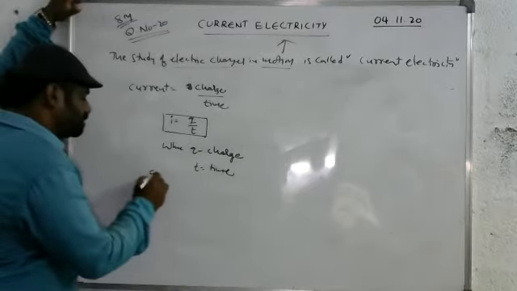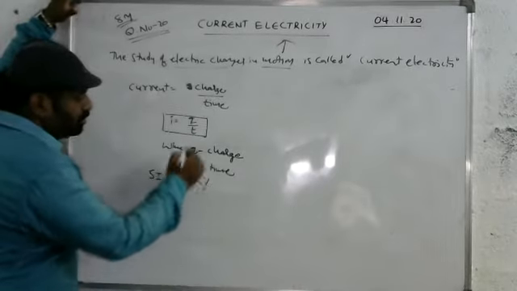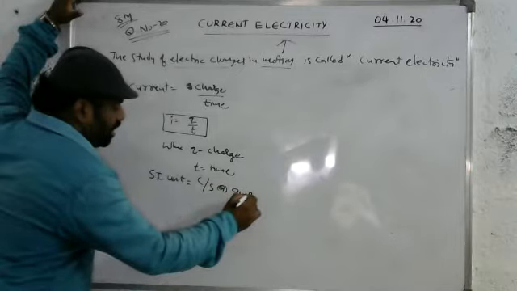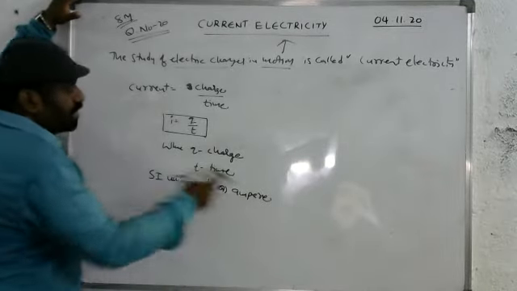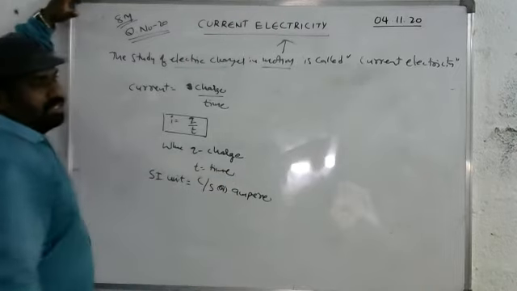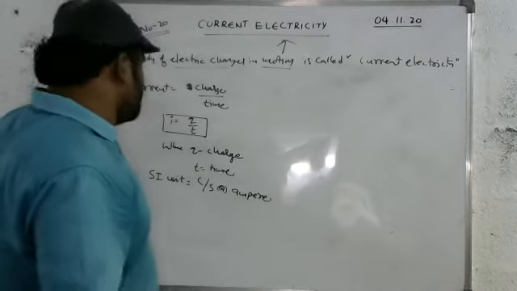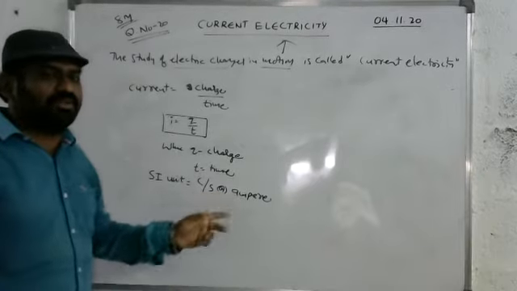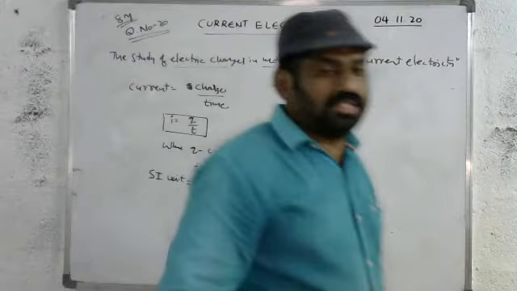So we can write the SI unit. The SI unit for the current is charge by time, coulomb per second. Coulomb per second is also called ampere. So the SI unit for the current is ampere. The current can be measured in amperes. What is the SI unit of current? It is coulomb per second, which is also said to be 1 ampere. You can measure the current in amperes.